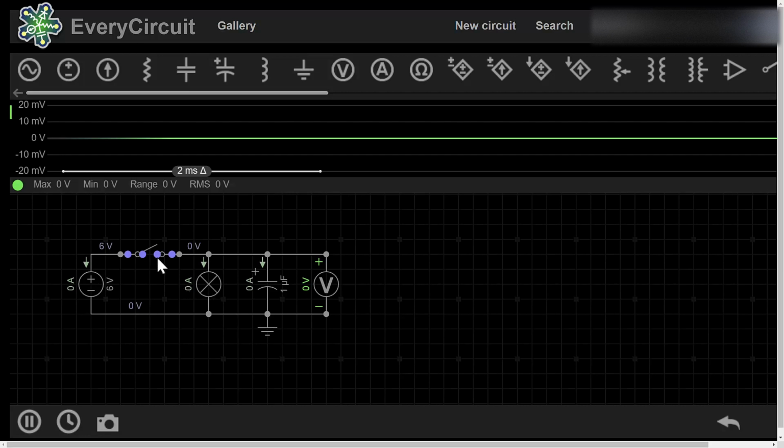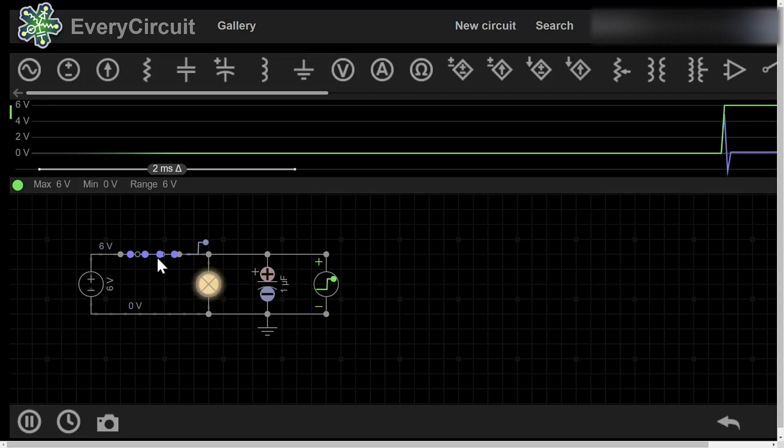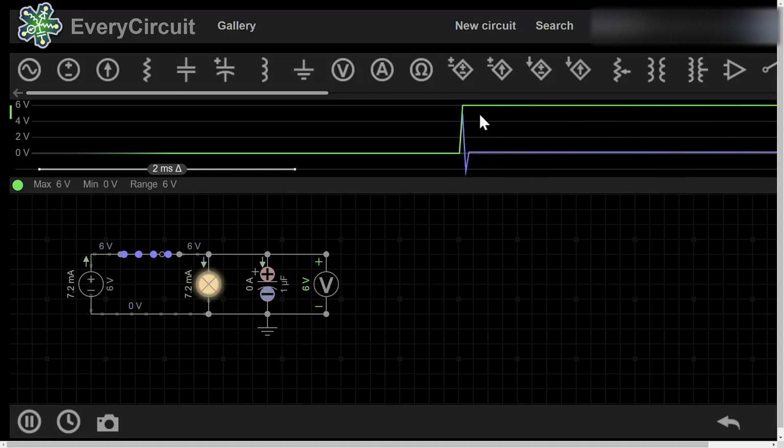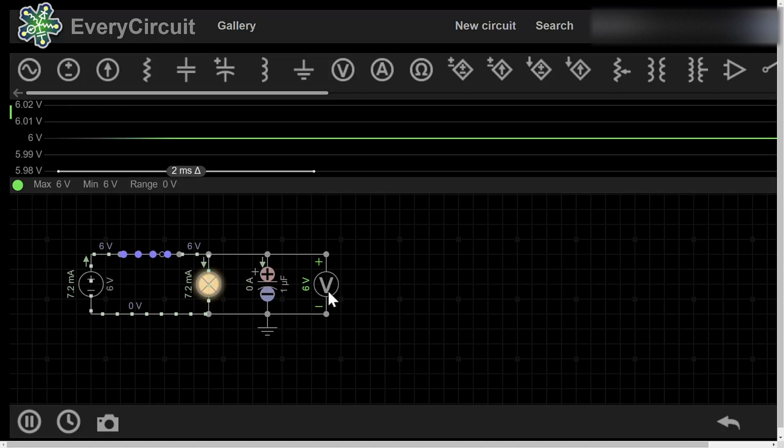Now, I close the circuit switch. You can see the voltage here, fully charged up to 6 volt. This shows the capacitor voltage measured by the voltmeter here. After it is fully charged to 6 volt, you can see here, the capacitor will stop charging.